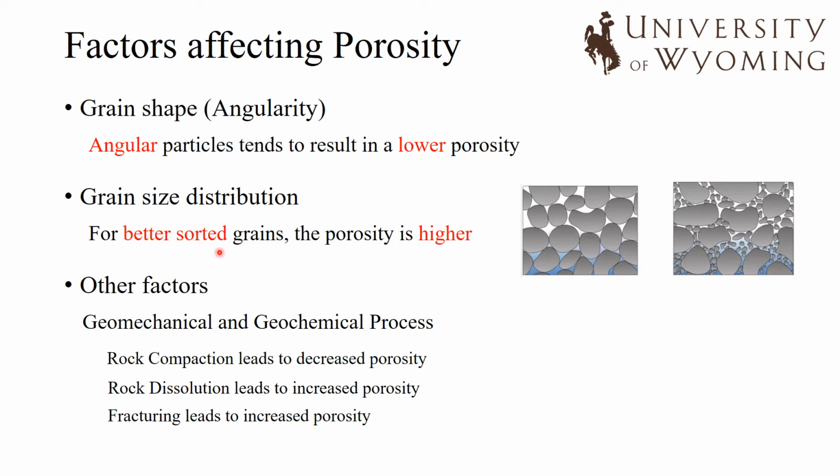Grain size distribution: when you have better sorted grains that are good in shape and similar in size, the porosity becomes higher. However, there are also other factors that can affect porosity. One of them is rock compaction. As you know, when my layer of rock is buried under other layers that keep depositing, my layer starts getting compacted by the weight of the overlying layers of rock, and therefore the porosity decreases.